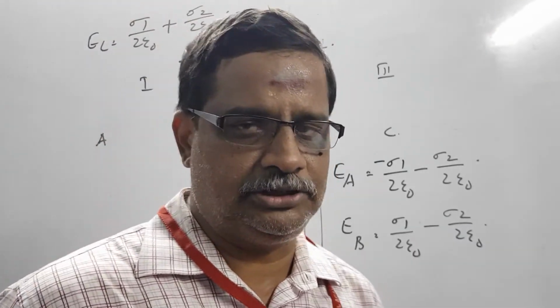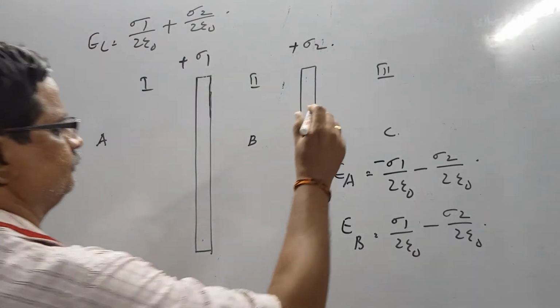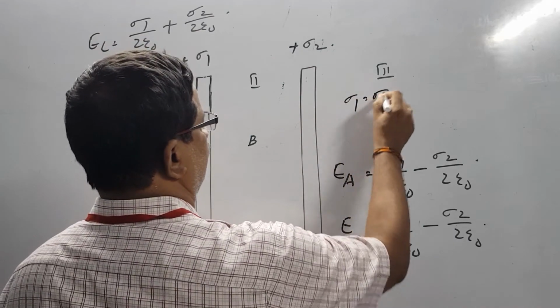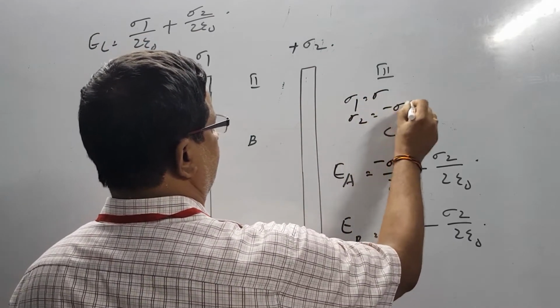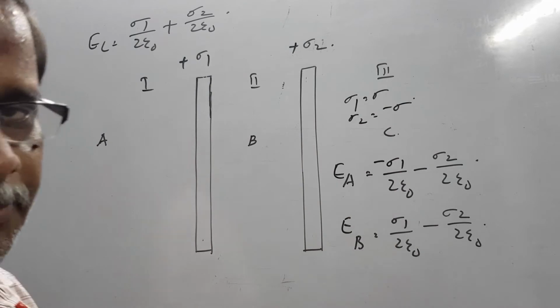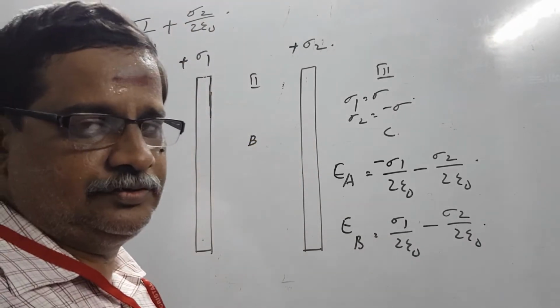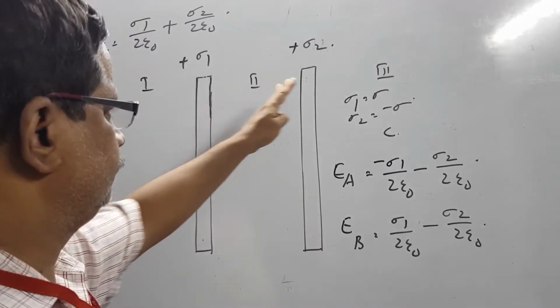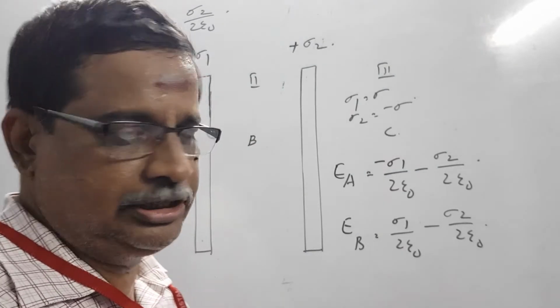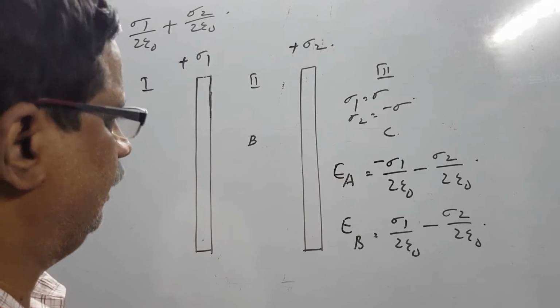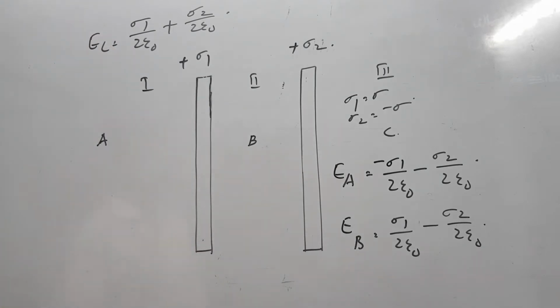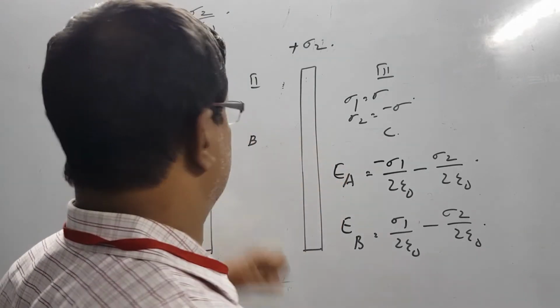Now we will deal with a special case. Suppose sigma 1 equal to sigma and sigma 2 equal to minus sigma. The plates are charged with equal and opposite charge densities. We have given charges of equal magnitude but opposite sign to the plates. Then what will happen? Immediately you will find that both EA and EC become 0.